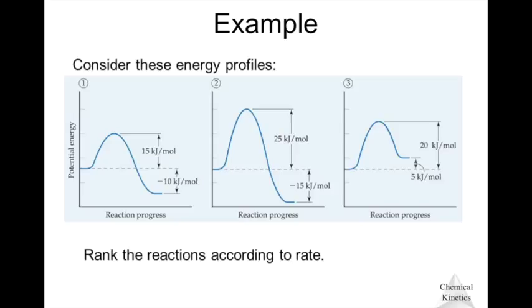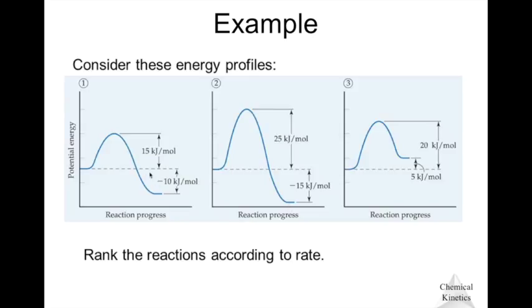So in this example, we're asked to rank these reactions according to their rate. Which one's going to be going the fastest and which one's going to be going the slowest. Well, if we look at this one, number 2, this one has the highest activation energy. You have to put the most energy into it. So this one is probably going to be our slowest. So this one will be the bottom one.